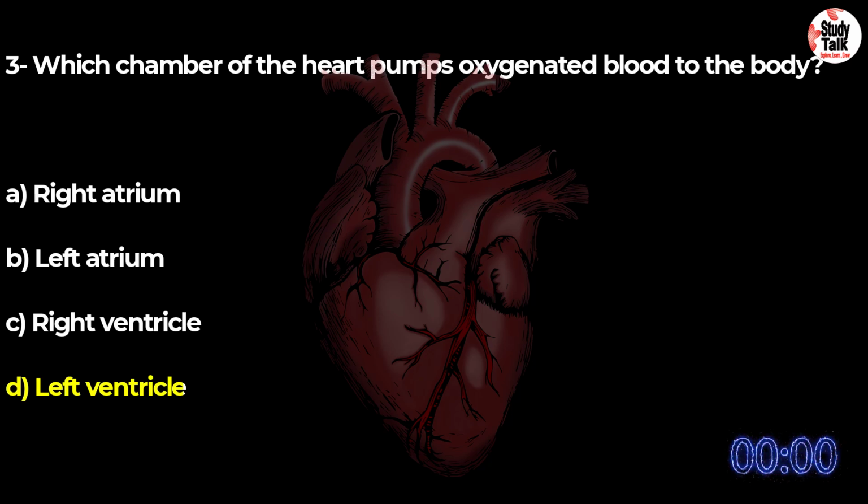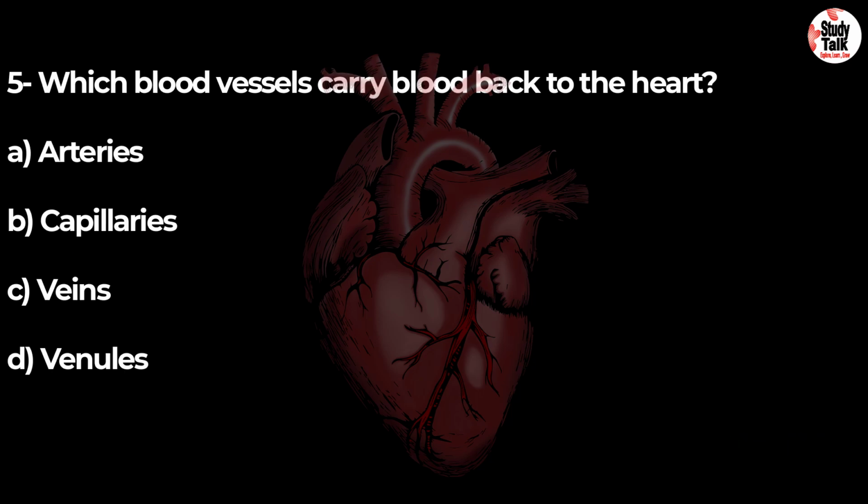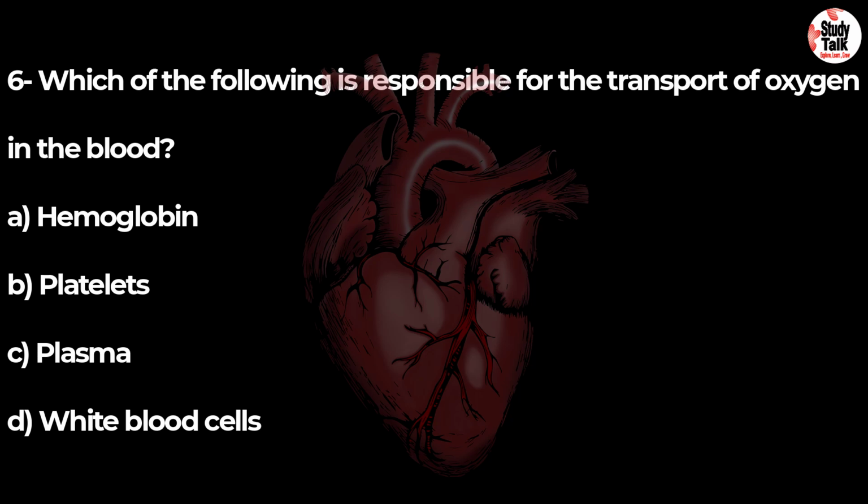Left ventricle. Blood is pumped out of the heart to the rest of the body through which blood vessels? Arteries. Which blood vessels carry blood back to the heart? Veins. Which of the following is responsible for the transport of oxygen in the blood?